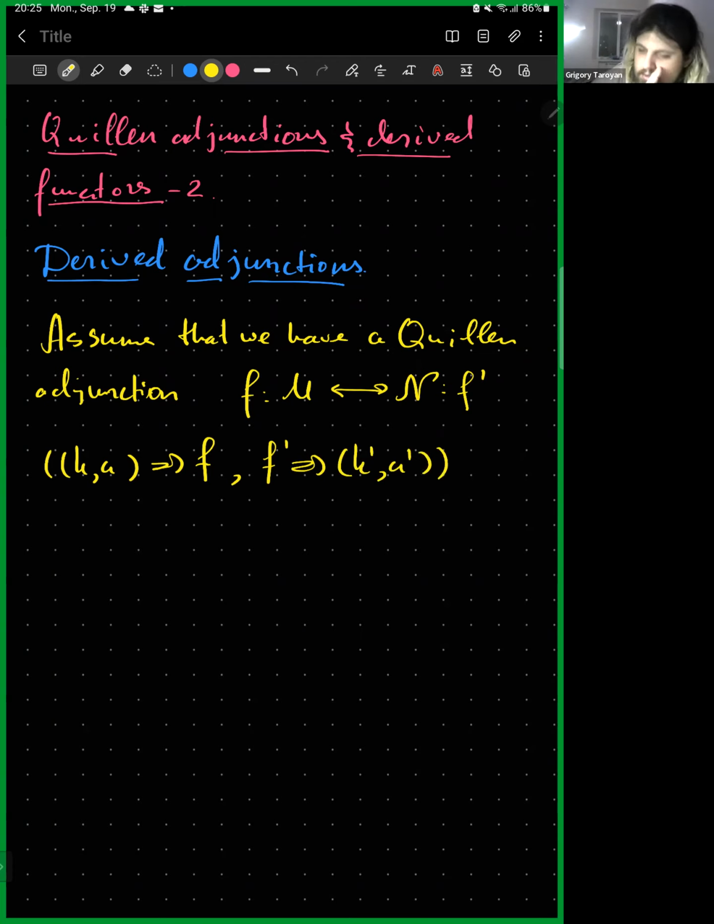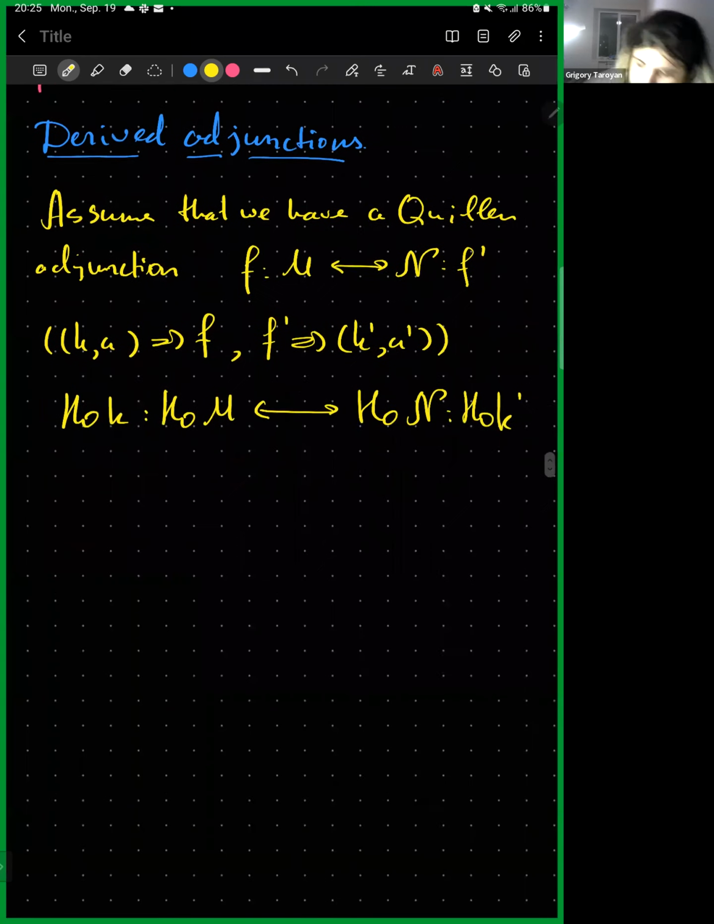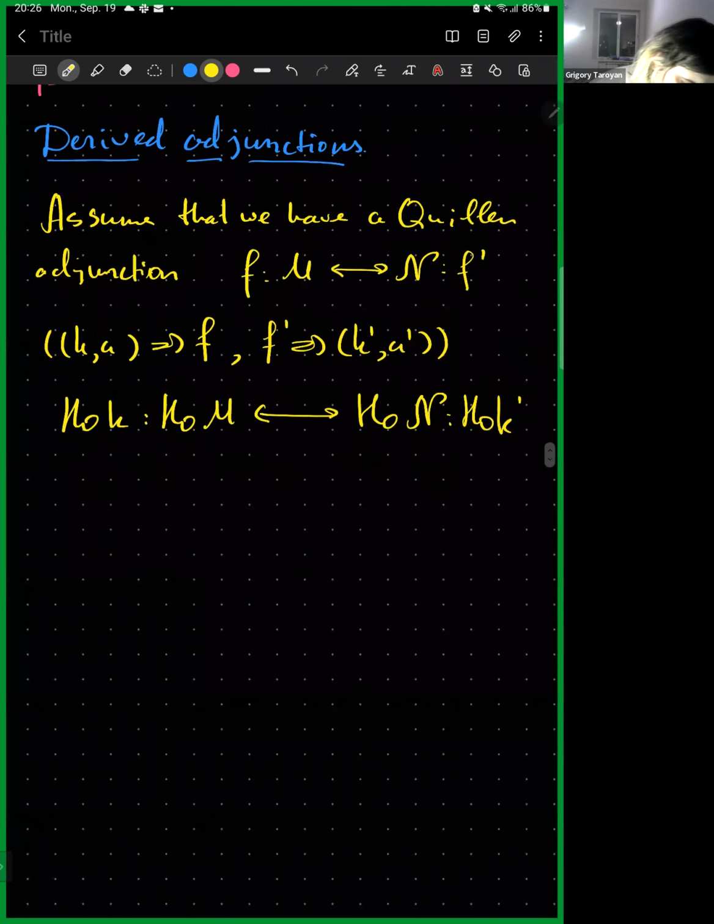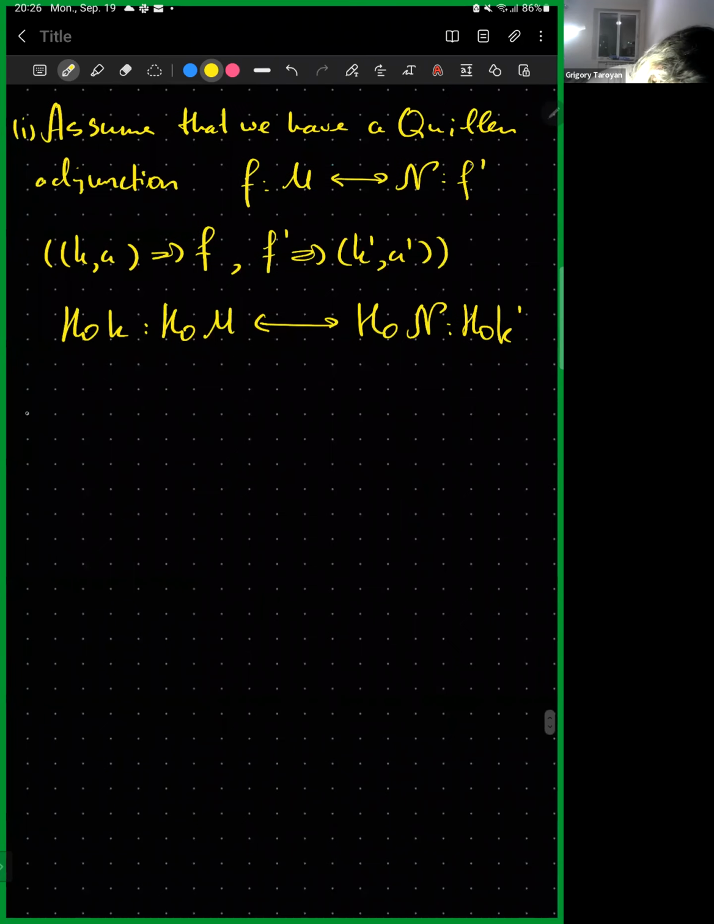Then these approximations induce an adjunction between homotopy categories of the respective model categories. Since K and K prime are homotopical functors, they descend to homotopy categories of model categories. And thus we have an adjunction here like this. This is the first part, I think.